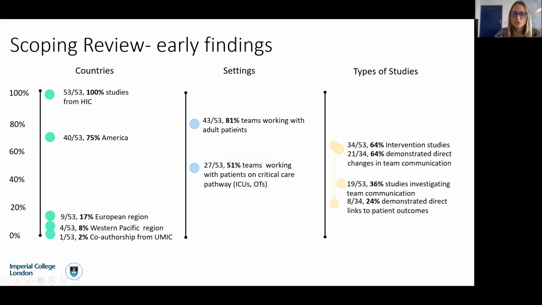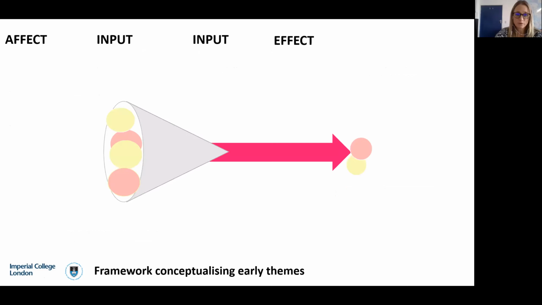I think it's interesting to note that most of the studies were conducted in adult settings or with adult patients. And then 34 out of 53 were intervention studies. And out of those, only 8 demonstrated direct links to patient outcomes. But most of the studies did investigate and improve some aspects of team communication.